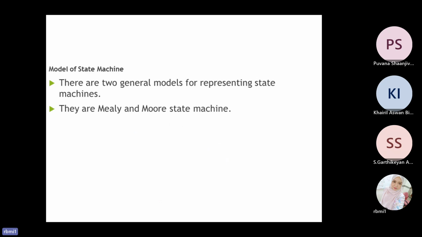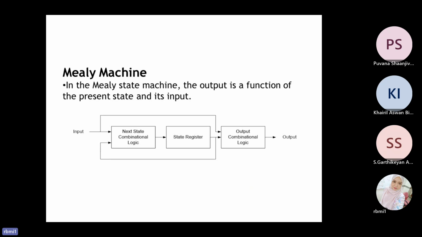There are 2 general models: the Mealy and Moore state machines. The fundamental difference between Mealy and Moore machines is the dependency of the output on the current state and the input. Both Mealy and Moore are quite complex machines. Let's see them one by one. First is the Mealy machine, a type of finite state machine where the outputs are determined by both the current state and the input.